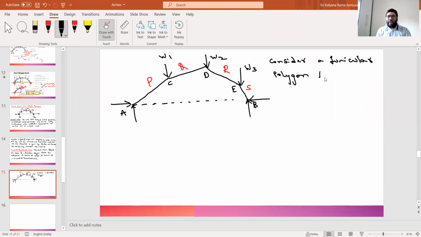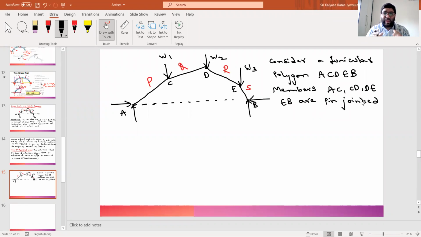Consider a funicular polygon A, C, D, E, B. Okay, and now if you see, this is like a joint. This is also like a joint, and this is also like a joint. So the members AC, CD, DE, and EB are pin jointed.